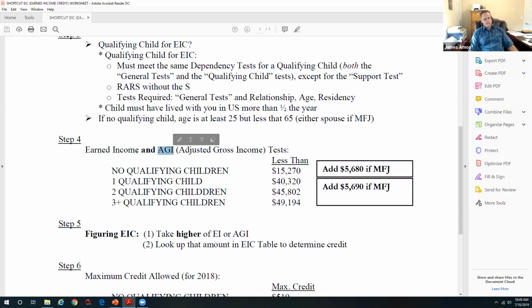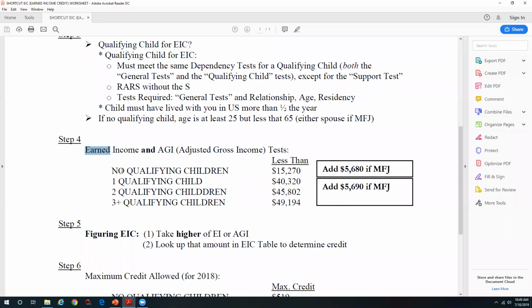Okay? So what is earned income? Somebody define or give some examples of earned income. Wages. What's another type of earned income that you'd put on your return?